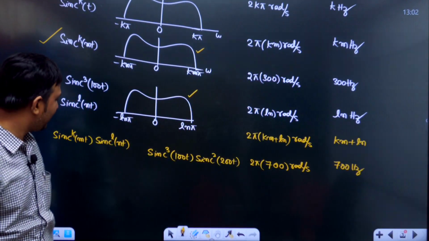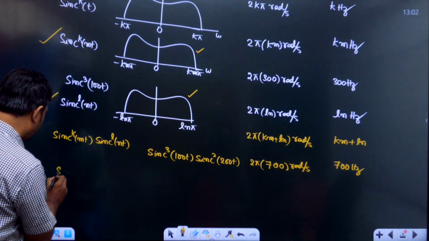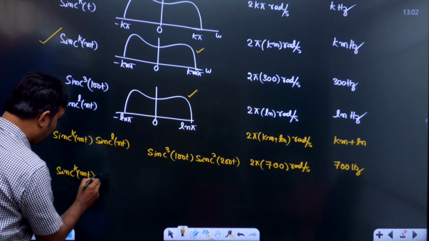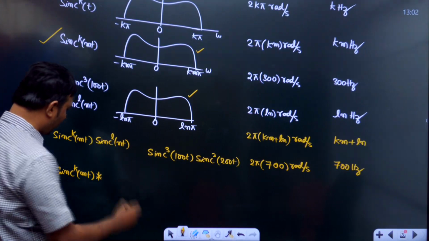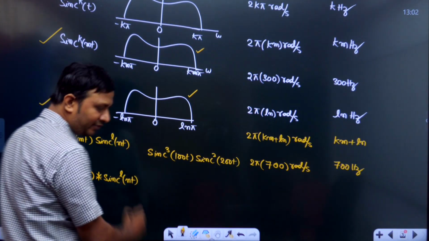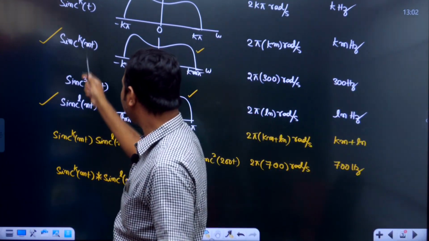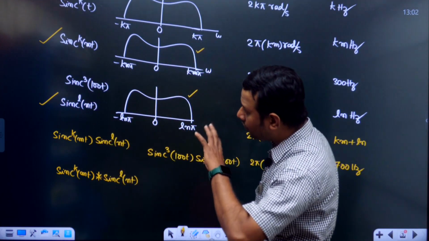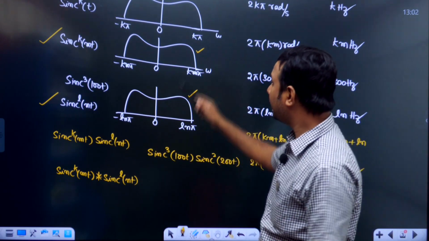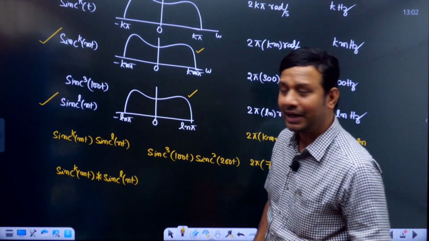So in this way you can calculate. Suppose instead of this, if I ask you this one, sinc^K of mt convolved with sinc^L of nt, what will happen? Here these two signals are convolved in time domain, which means in frequency domain they are multiplied. Multiplied means this Fourier transform and this Fourier transform will be multiplied. What happens if you multiply?